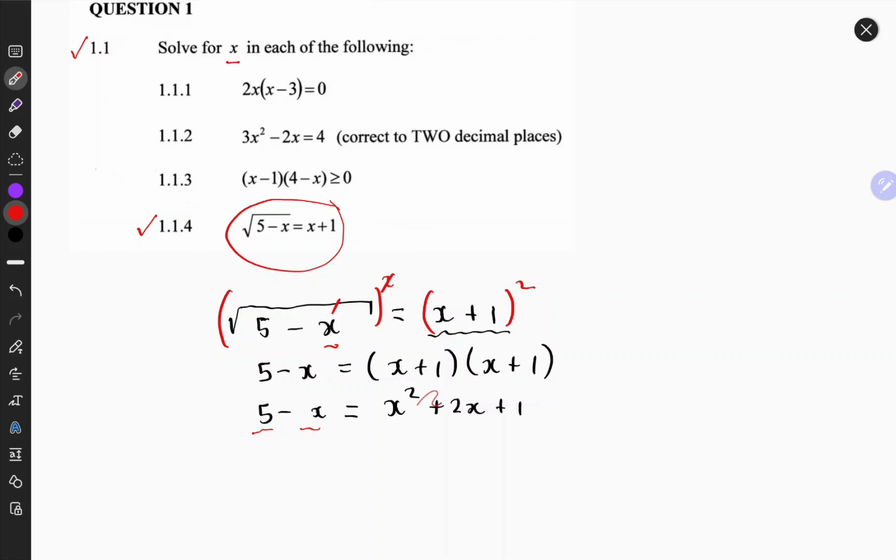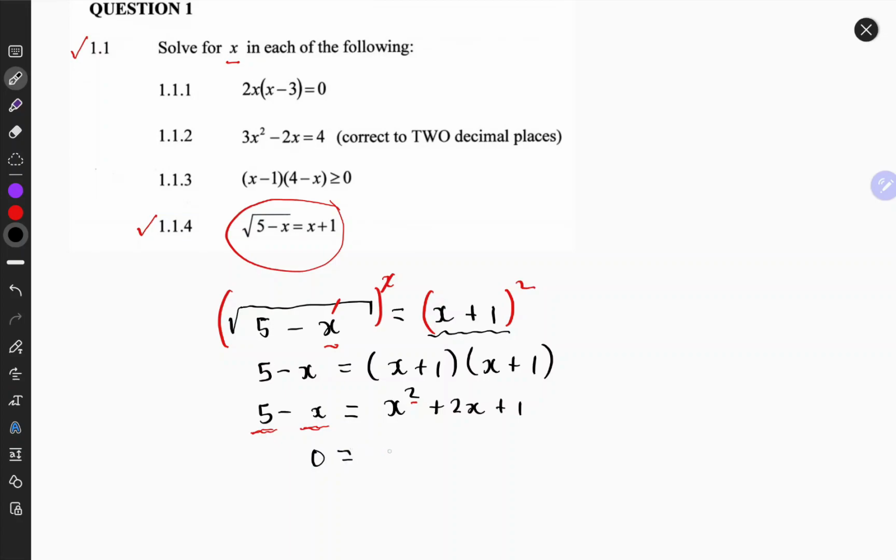We do notice a variable with a square, so essentially what we're dealing with here is a quadratic equation, and when we are presented with quadratic equations, in order for us to solve them, we need to write them in standard form. And writing them in standard form would mean that the quadratic equation should have a 0 on one side. That is why we want to move the positive 5 and minus x to the other side.